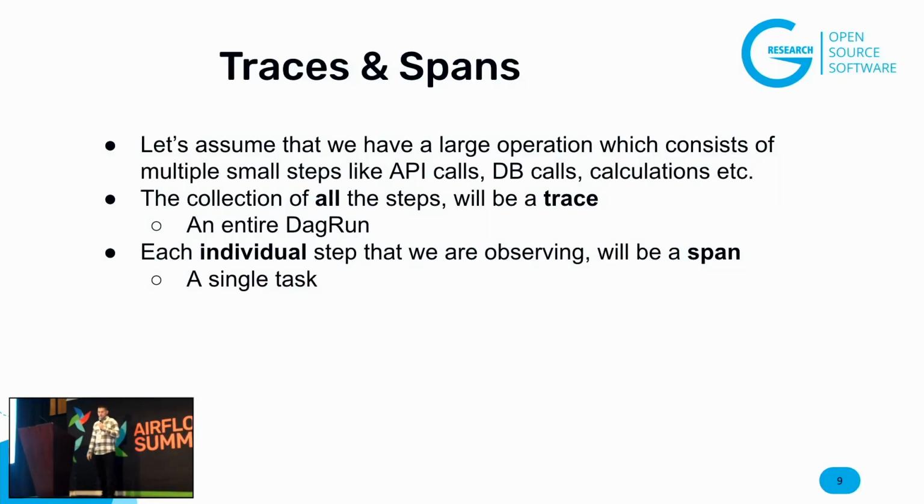Now, let's explain a bit traces and spans. Let's assume that we have a very large operation which consists of multiple small steps. Now, the entire operation is going to be considered a trace. All the collection of the steps is going to be a trace, which in Airflow context is a DAG run, and each individual step is going to be a span, which in Airflow context is a task. Each task is going to be a span.